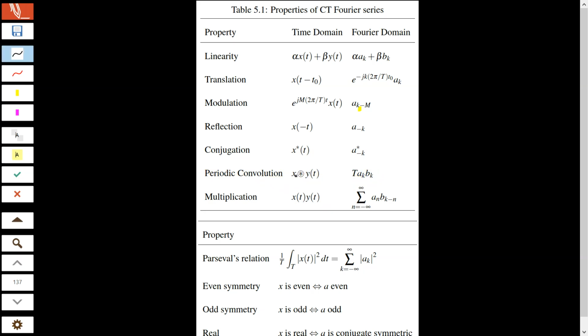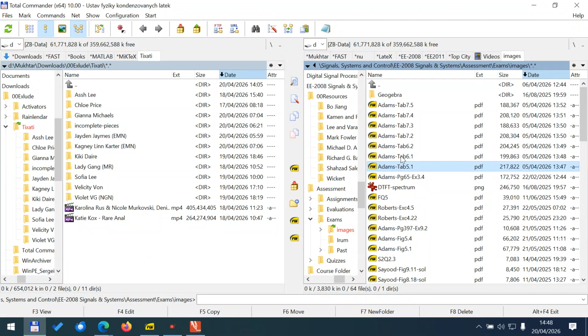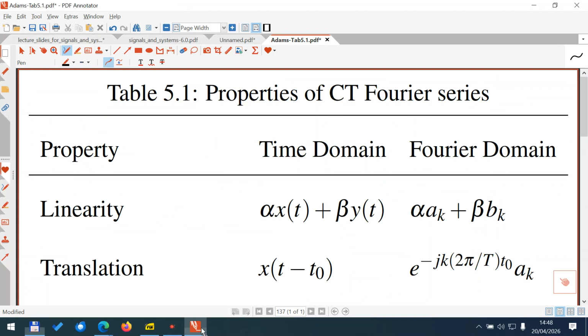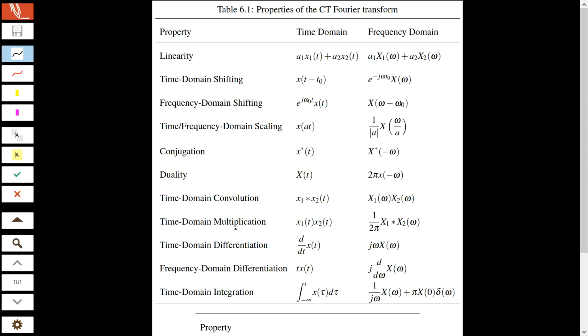Because if it was not periodic, you would have a similar property in the Fourier transform. It's much easier to make sense of this in the Fourier transform. Because you know the link between the Fourier transform and the Fourier series is very easy: you just restrict it to one period. So you should be asking this question, right?